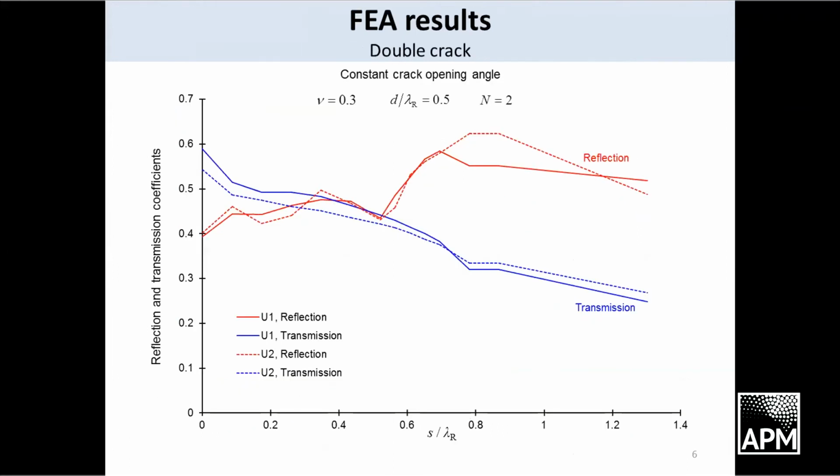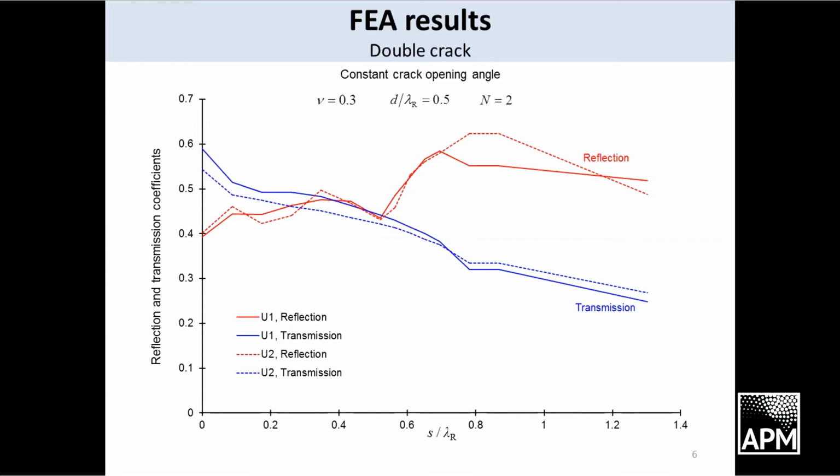The next partial problem is to determine an optimal distance between two similar cracks acting as a seismic barrier. It has been determined that the transmission coefficient gradually decreases with the intercrack distance, and this is good. But at the same time, the reflection coefficient increases by up to 50%.